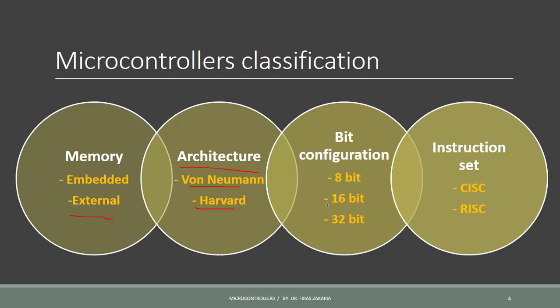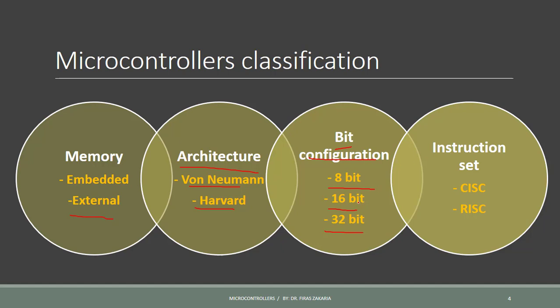Also, there are three types of microcontrollers based on bit configuration. We have 8-bit microcontrollers, 16-bit microcontrollers, and 32-bit microcontrollers. The 8-bit is basically used to execute arithmetic and logic operations like addition, subtraction, multiplication, and division. So it processes 8 bits of data at a time.